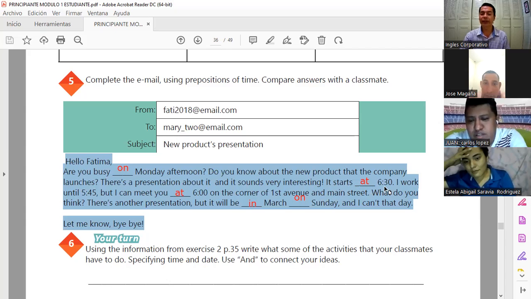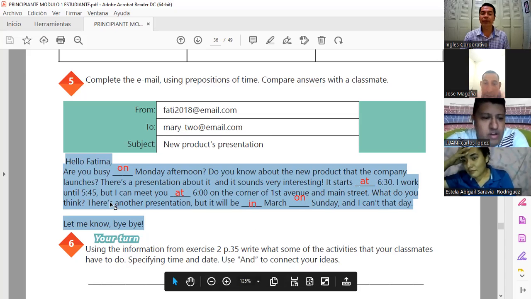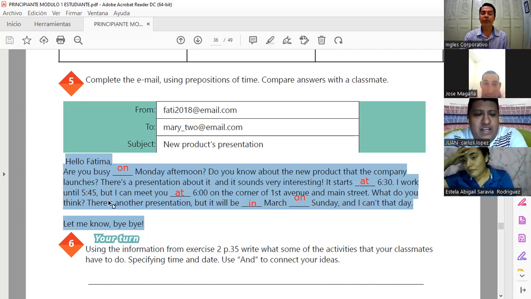Interesting. It starts at 6:30. I work until 5:45. But I can meet you at 6 on the corner of First Avenue and Main Street. What do you think? There's another presentation, but I will be in March on Sunday in Kent that day. Let me know. Bye bye.